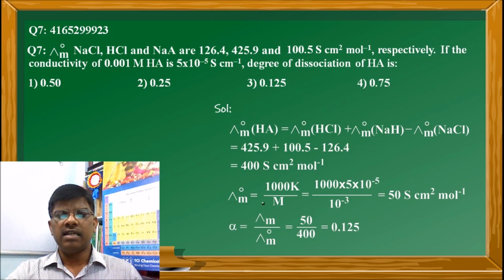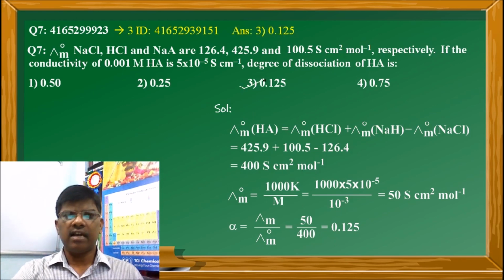Let us substitute these values in the equation. Lambda M is 1000 times the conductivity divided by M, which is 1000 × 5 × 10^-5 divided by 10^-3, which gives 50. The degree of dissociation is lambda M by lambda M0, which is 50 by 400, equal to 0.125. What is the option? Option number 3 is the correct option.